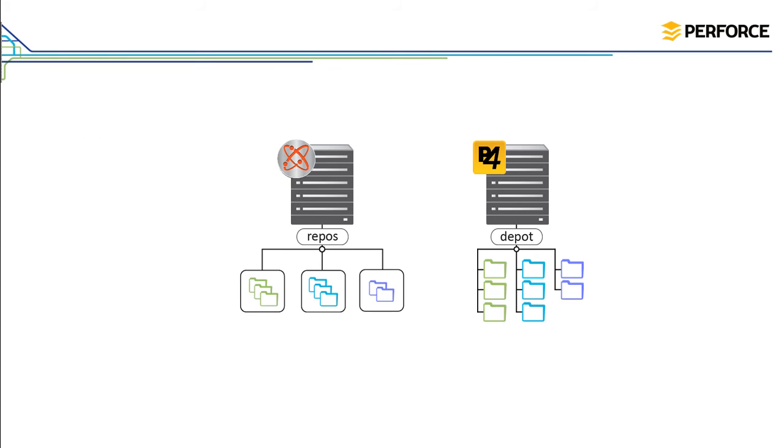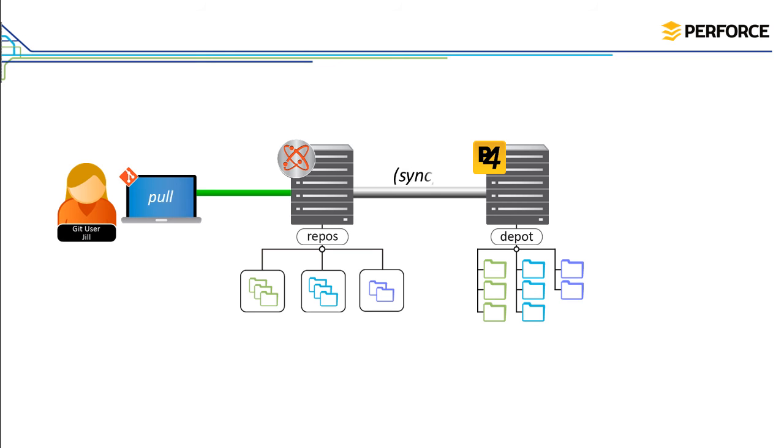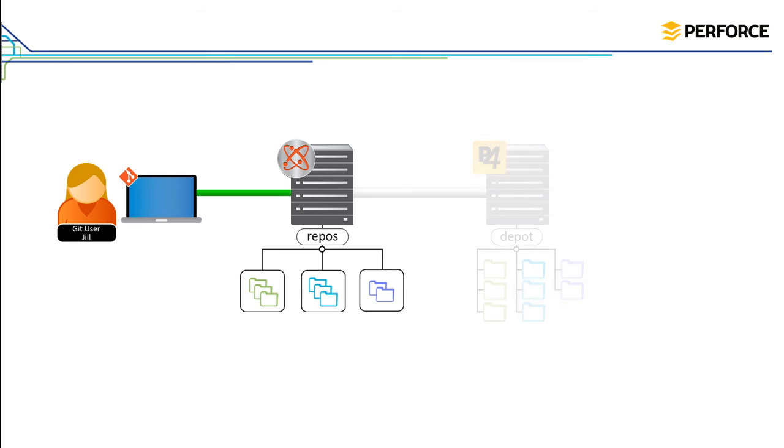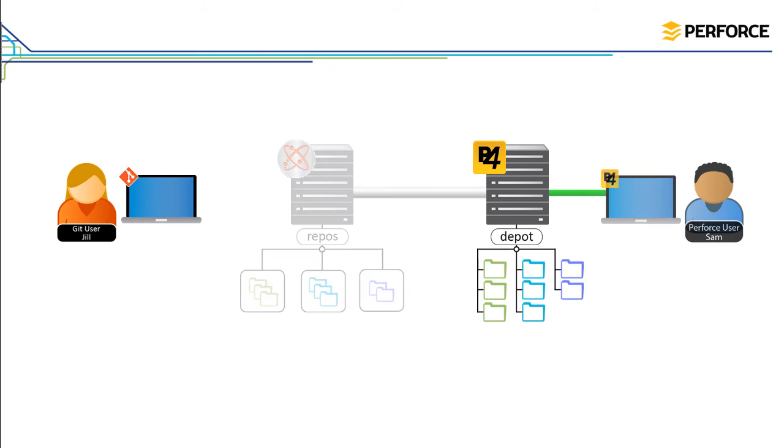Git Fusion functions similarly to a Perforce client application. It employs a single user login to the Perforce server and implements workspaces that function as Git repos. Git Fusion translates all requests from a Git user into Perforce commands transparently. The Perforce depot and related mappings are invisible to the Git user. They only see the repos, and Perforce users only see the depot.